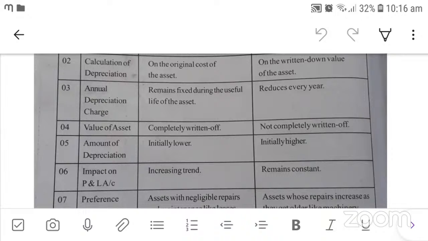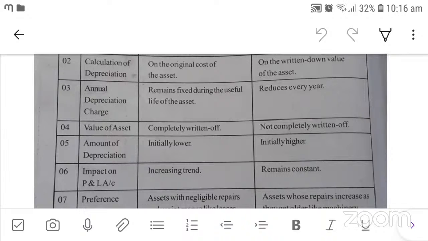Okay, amount of depreciation. In the straight line method, there will be only one amount we will charge for every year. It will be lower. But in the written down value method, the depreciation is initially higher compared to the straight line method.